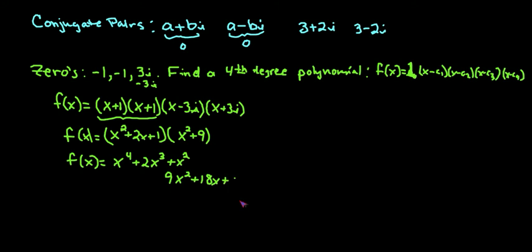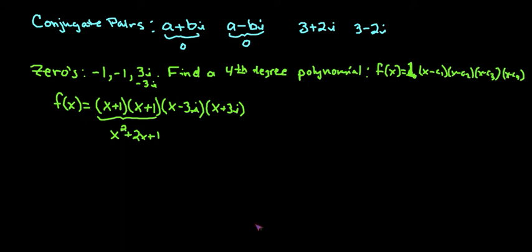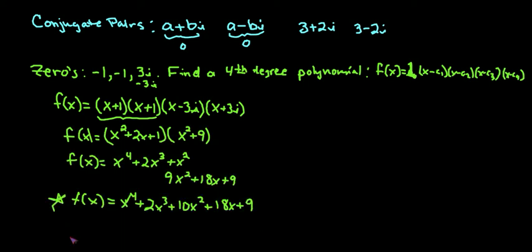So I can put that all together with like terms, and I'm going to get x to the 4th plus 2x to the third. Both of these are x squared, so we'll do like terms: 10x squared plus 18x plus 9. So there is my fourth degree polynomial. It had the three given zeros and our assumed fourth conjugate pair to make up our four linear factors. So this would be my solution.